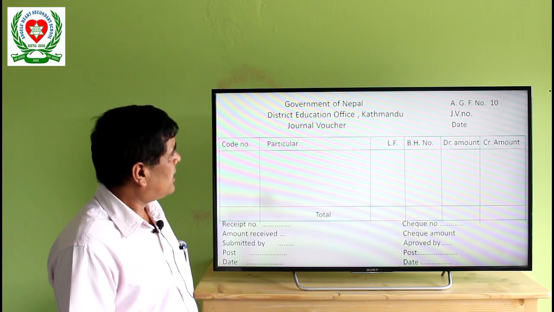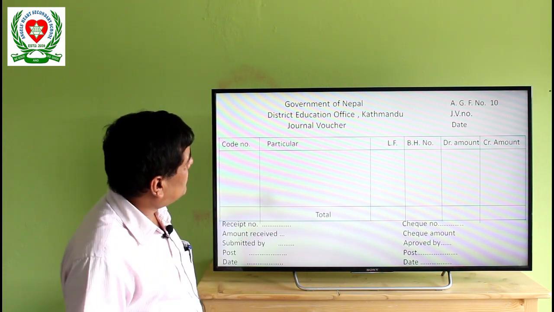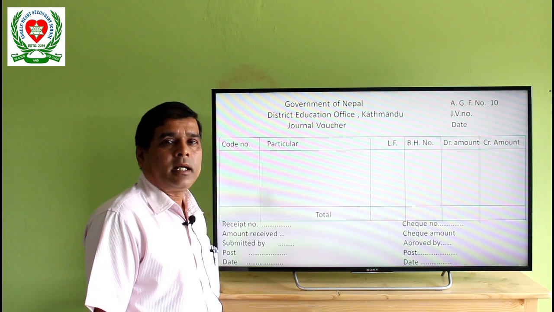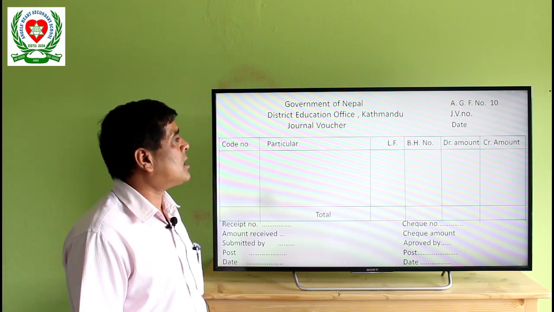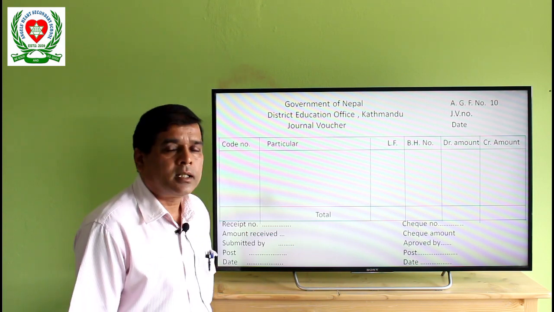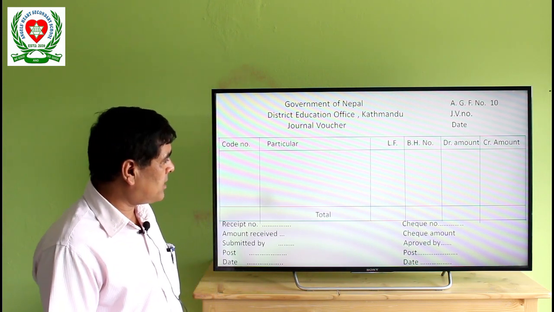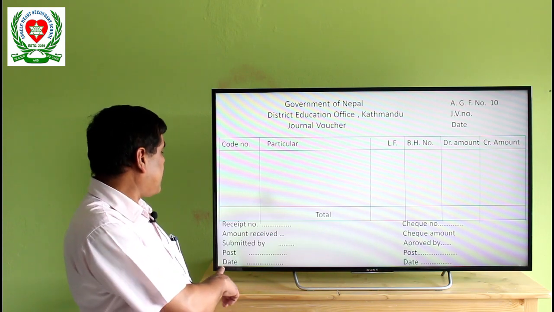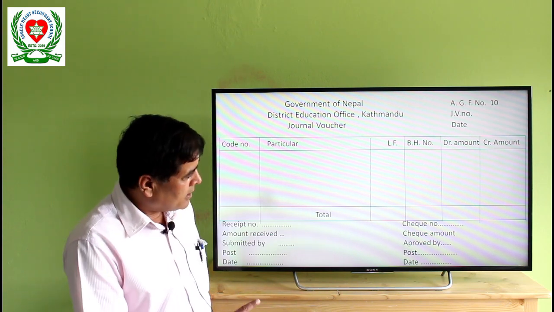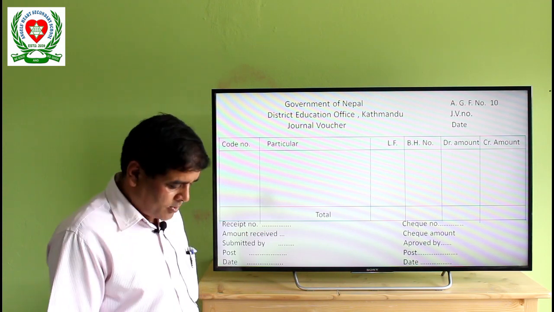In journal voucher, I had described this format: at the top, Government of Nepal, District Education Office Kathmandu, journal voucher, AGF number 10, journal voucher number, date, and inside the table code number, particular, ledger folio, budget head number, debit amount and credit amount. In the second part, receipt number, amount received, submitted by, post, date, check number, check amount, approved by, post, date. This is the complete format of journal voucher.